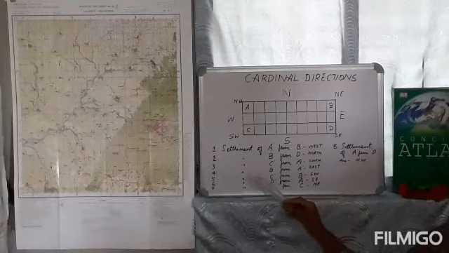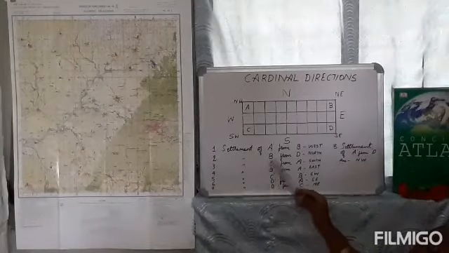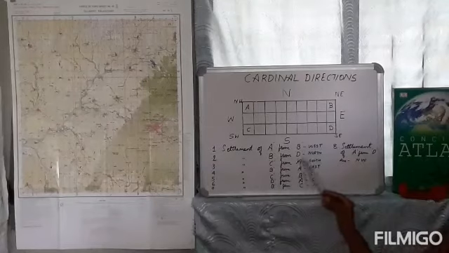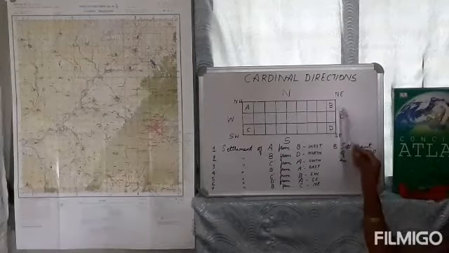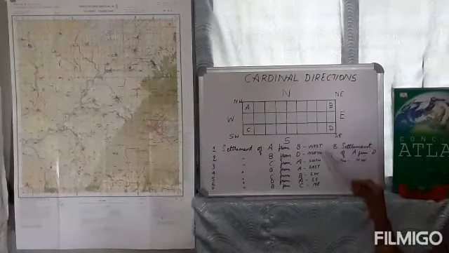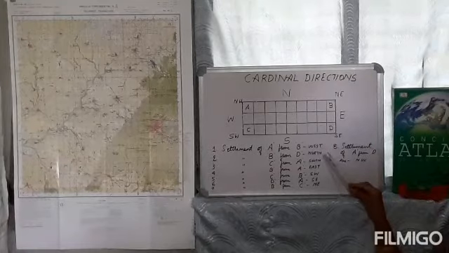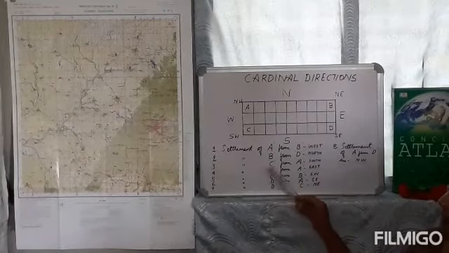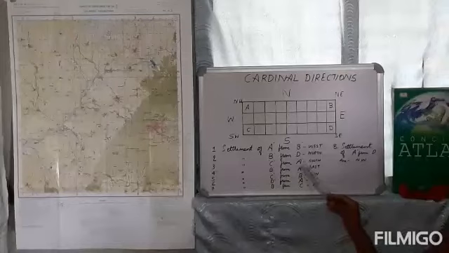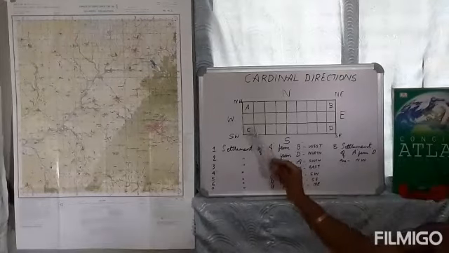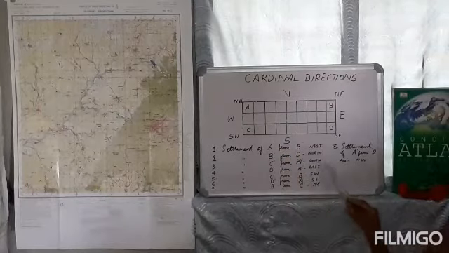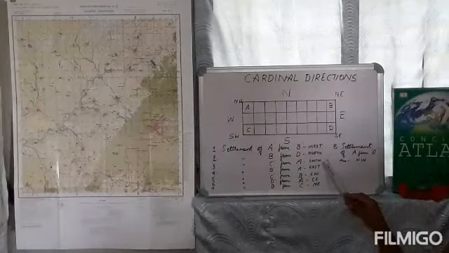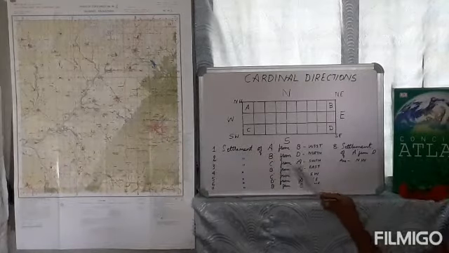Next, the direction of the settlement of B from D. B from D. Direction is north. The direction of the settlement of C from A. South is the compass direction of the settlement of C from A.